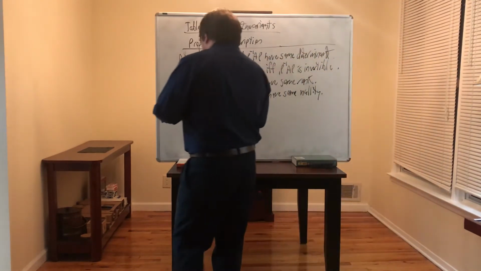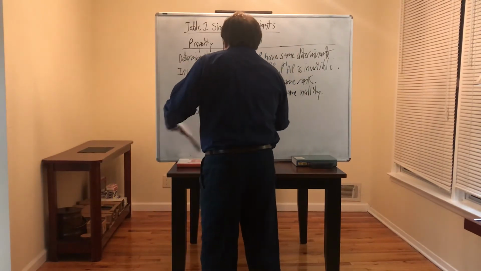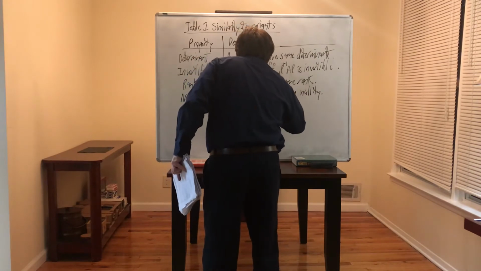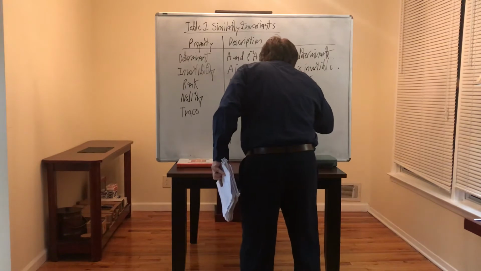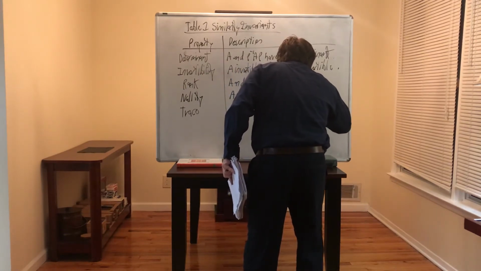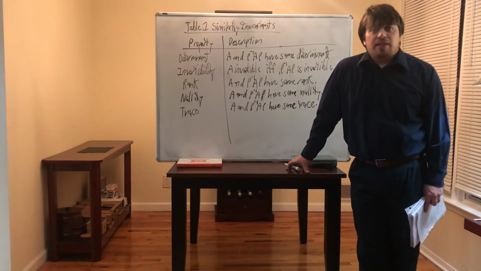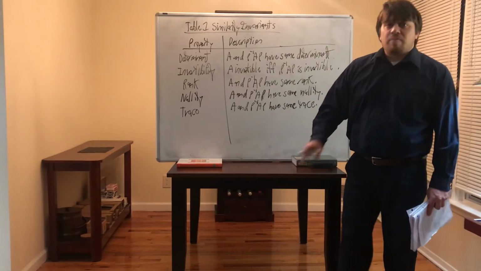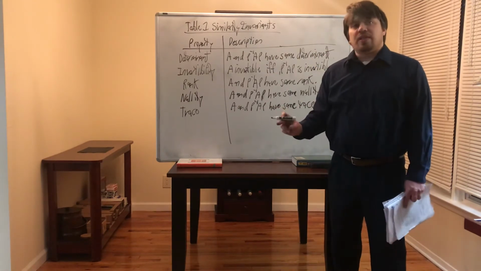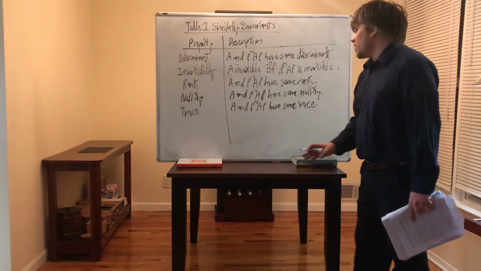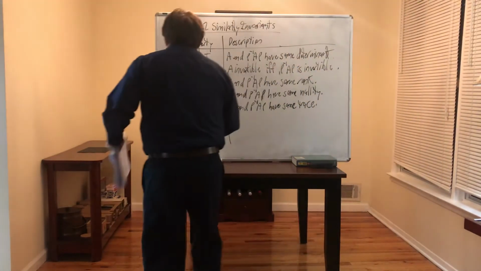The next one is trace. A and P inverse AP have the same trace. Trace is the sum of the values on the main diagonal of a matrix. So if you have a matrix, you have the main diagonal, the entries on the diagonal of the matrix. Add up those entries, that's the trace of a matrix. And so the trace of A and P inverse AP are the same. Okay, characteristic polynomial.